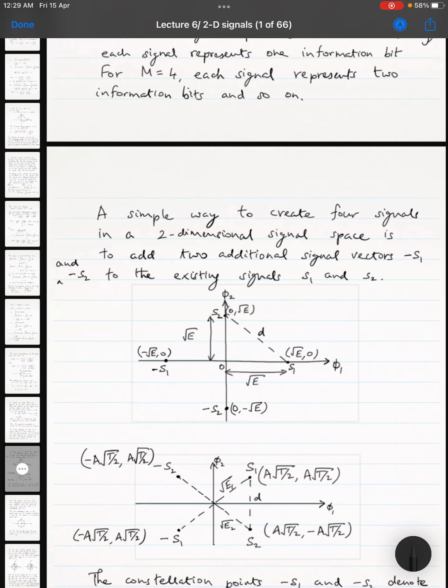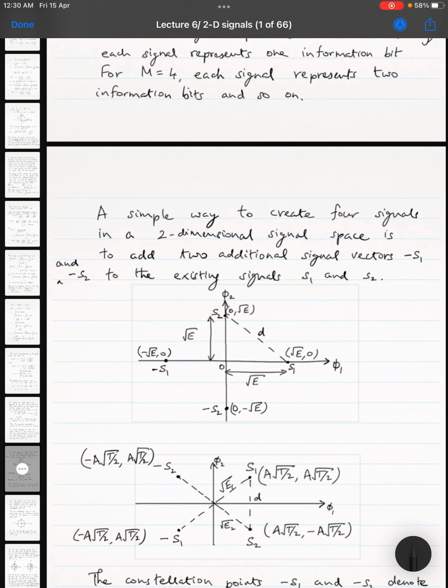Now S1 and S2 are orthogonal to each other. Minus S1 and minus S2 are also orthogonal to each other. S1 and minus S1 are not orthogonal to each other because they are diametrically opposite. The angle between them is 180 degrees. Similarly, the angle between S2 and minus S2 is 180 degrees. So we cannot say that all these 4 signals are mutually orthogonal, but they are orthogonal in pairs.